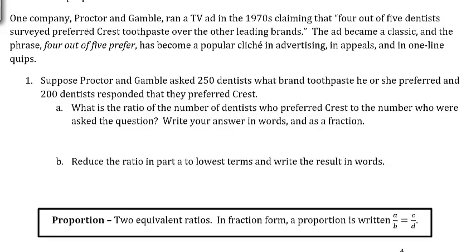In the first example here, Procter & Gamble ran an ad on TV in the 1970s claiming that 4 out of 5 dentists surveyed prefer Crest toothpaste over other leading brands. The ad became a classic, and the phrase 4 out of 5 preferred has become a popular cliche in advertising, in appeals, and in one-line quips.